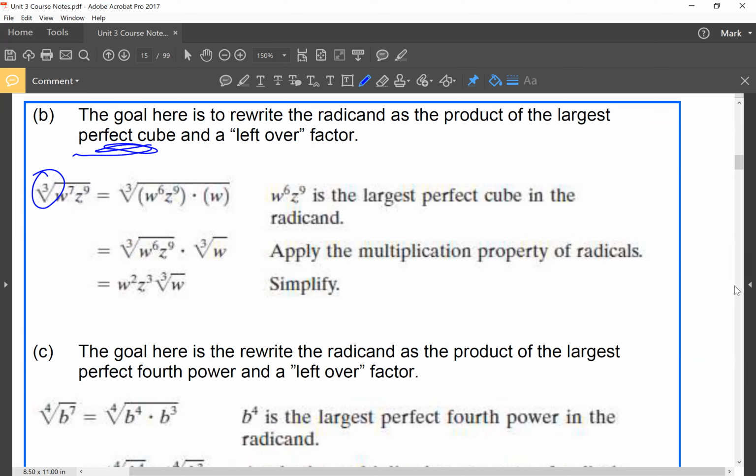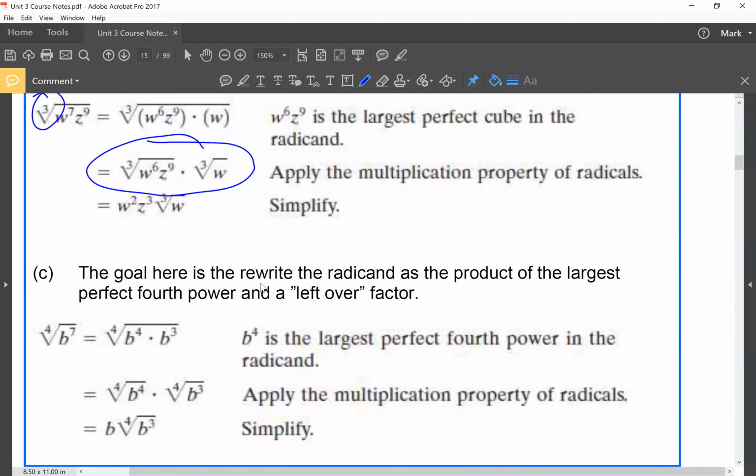So what I'm going to do is, with W to the 7 Z to the 9, I cannot divide 7 by 3. That's the key here. That's really what I'm looking for. So I'm going to remove a W from this, to get W to the 6, and then I can cube root it by dividing by 3.